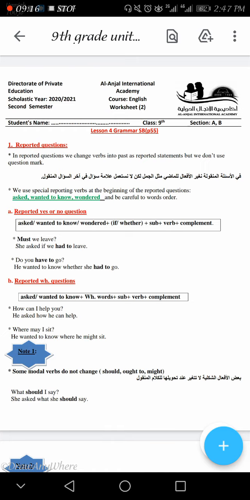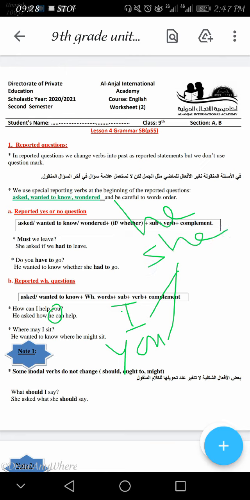Let's study this example. How can I help you? He asked how... "I" always becomes he or she in the conversion. He asked how he could help you. Where may I sit? He wants to know where he might sit.